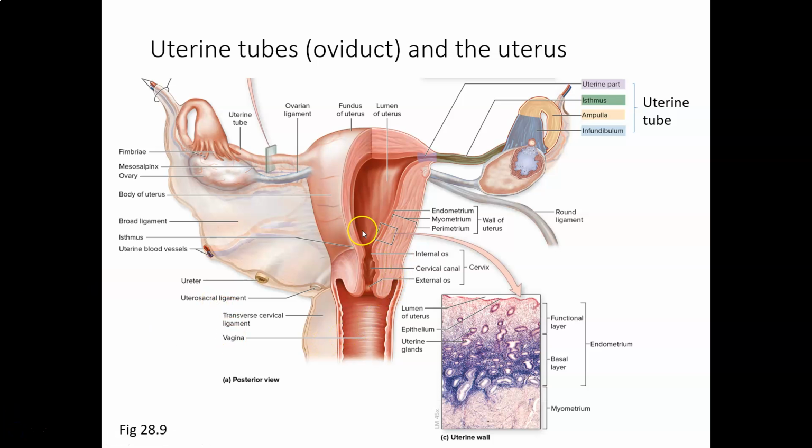There's one structure I want to point out, which is the cervix. That's basically the canal that's linking the uterus to the vagina, right? So you have the cervical canal. Then there are two structures. One is called the internal os. That's the border between the uterus and cervix. And you also have an external os. That's basically the opening, right, between the cervix and the vagina.